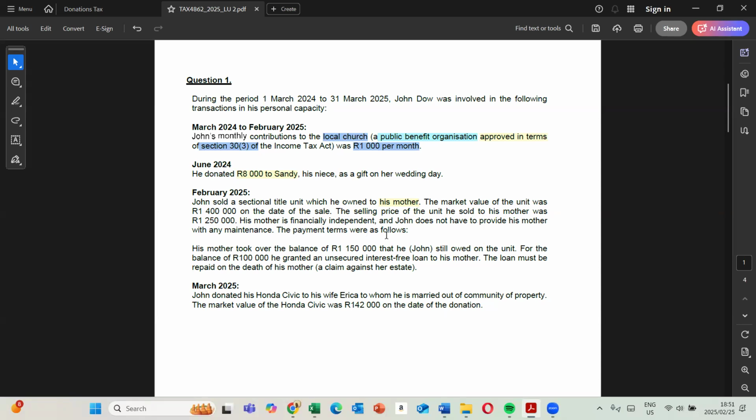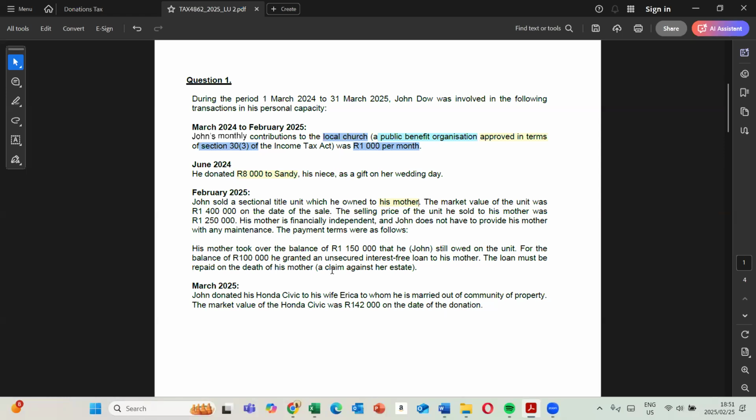The payment terms were as follows. His mother took over the balance of 1,150,000 that John still owed on the unit. For the balance of 100,000, he granted an unsecured interest-free loan to his mother. The loan must be repaid on the death of his mother, a claim against her estate. So with regards to this, let's now look at it.